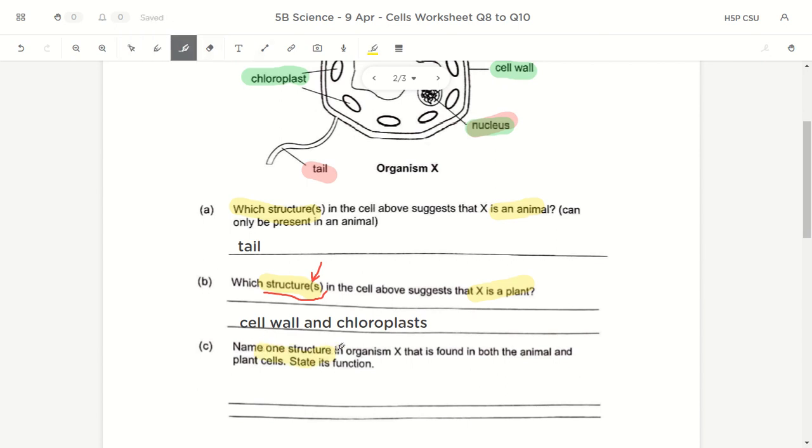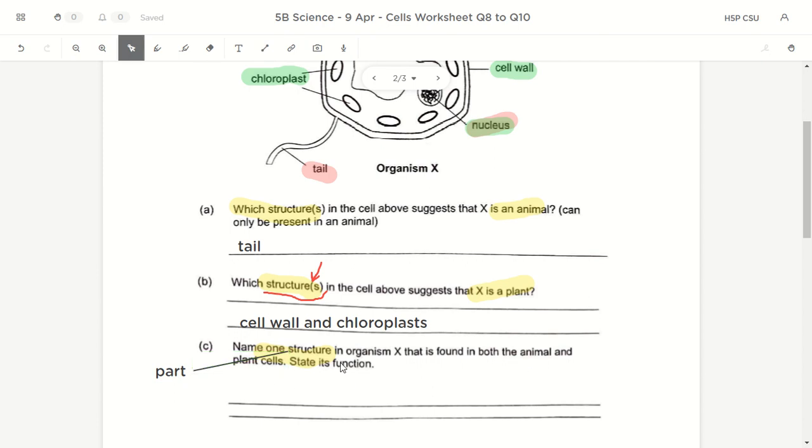Name one structure. Structure means parts. If you don't really know what this means, let me just draw it aside. Structure means part. Which part? Okay, so let me just link them together. Structure means part.